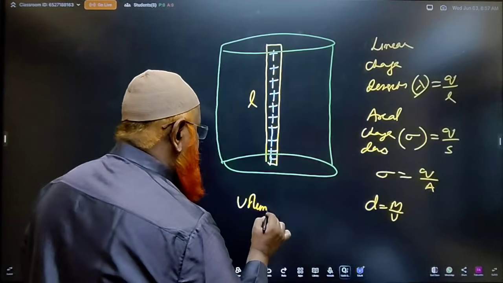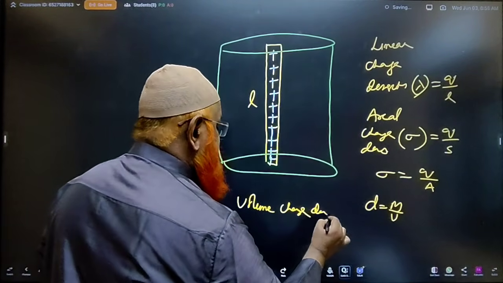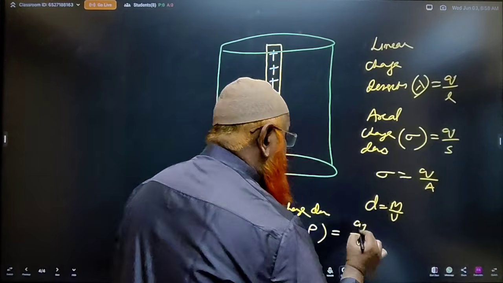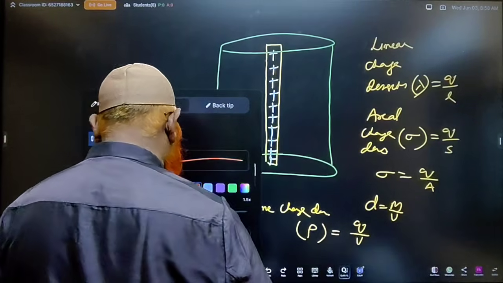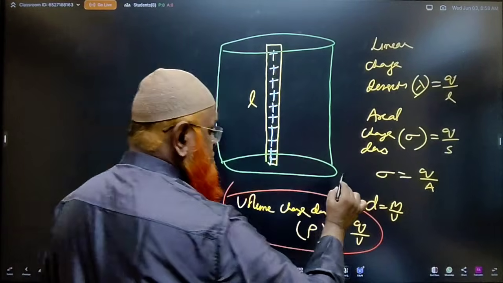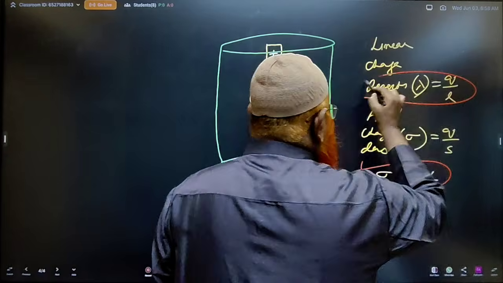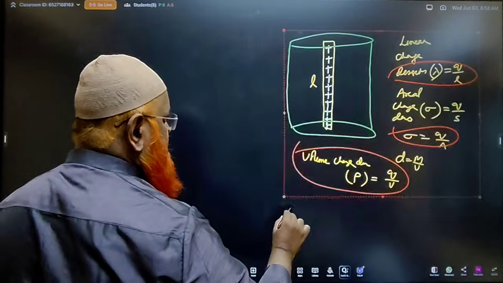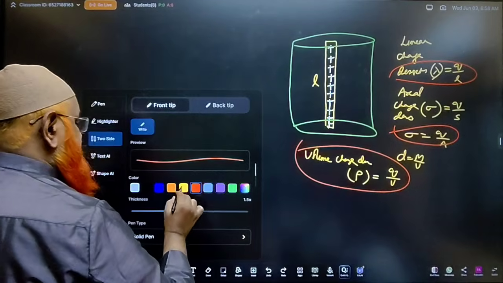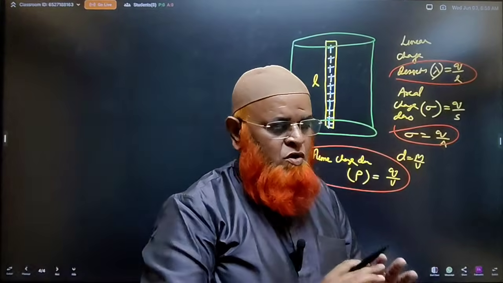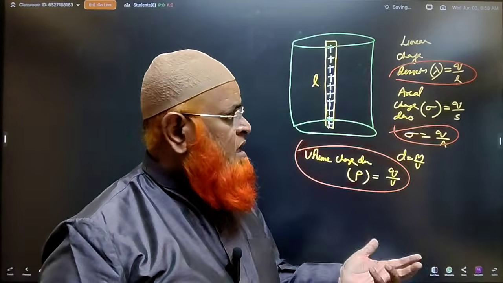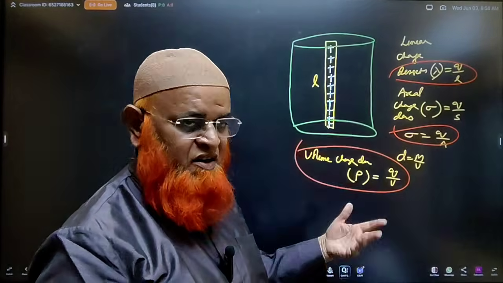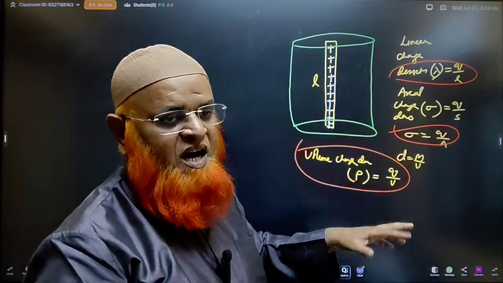Next, what is volume charge density? Volume charge density is given by rho, which is nothing but charge per unit volume. Try to understand these three formulas. These are very basic formulas which are to be understood to understand Gauss law in a perfect manner. Otherwise, you will never understand. You might have done hundreds of problems, but you don't know the basic concept of Gauss law. So linear charge density means charge by length, areal charge density means charge by surface area, and volume charge density means charge by volume.